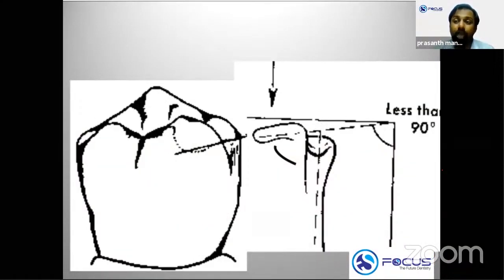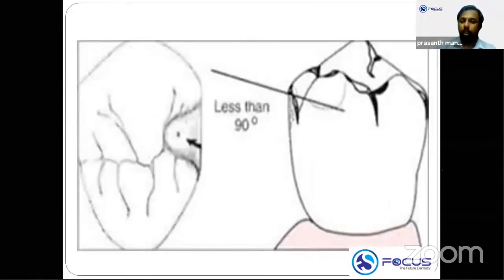Clear? Now, the rest seat preparation. Definitely it has to direct the occlusal forces along the long axis of the teeth. So the angle between the floor of the rest seat preparation and the minor connector should be less than 90 degrees. Only if it is less than 90 degrees is it going to direct the occlusal forces along the long axis. Clear? So it should be less than 90 degrees.